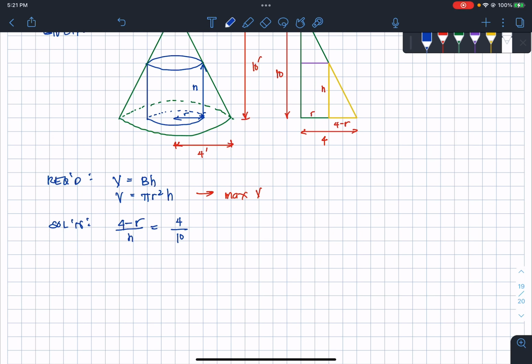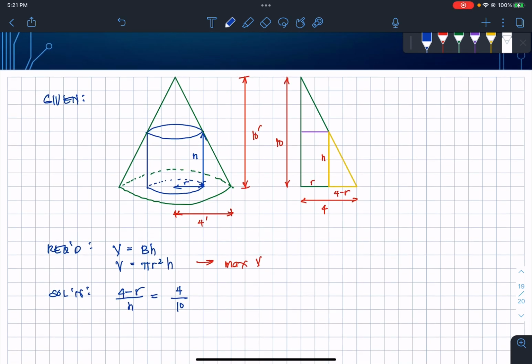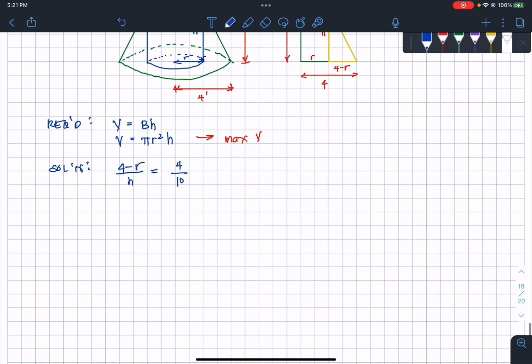So 4 minus R, okay, ito. So yung sa yellow na base, tapos ang height niya is H. Then is equal to, so yung 4, yung pinaka-base nung circular cone, and then ang height niya will be 10. So ngayon, we could have 4 minus R all over H. That is 4 all over 10, which is 2 all over 5.